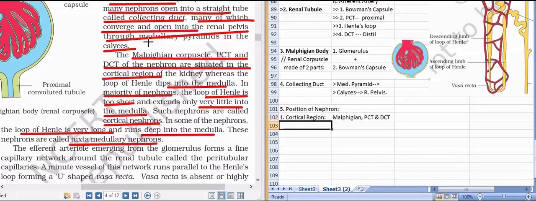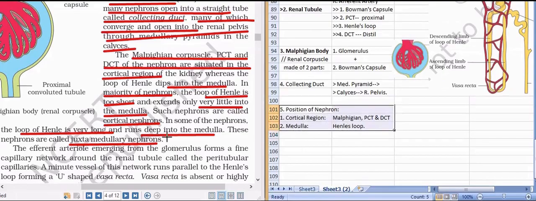See, here it is saying the Malpighian corpuscle contains PCT, DCT of the nephron in the cortical region, and the second is the medulla. In the case of the medulla, what will be there? The loop of Henle will be there. So the nephron contains four parts: 1, 2, 3, 4. Combined, these four make up a nephron, but the four parts divide their territory. One is the cortical region and the other the medulla region. This is the position of the nephron.